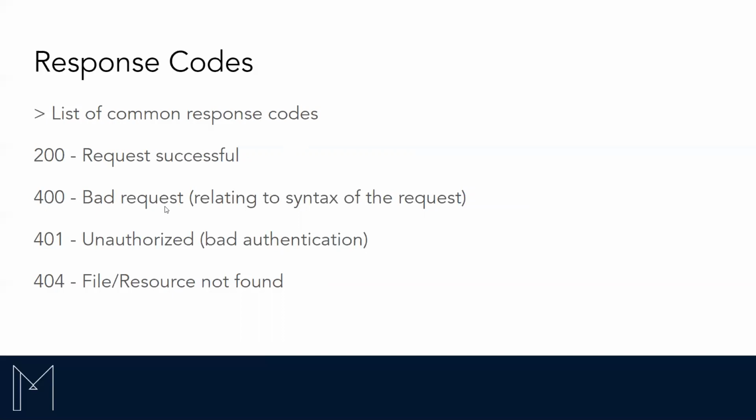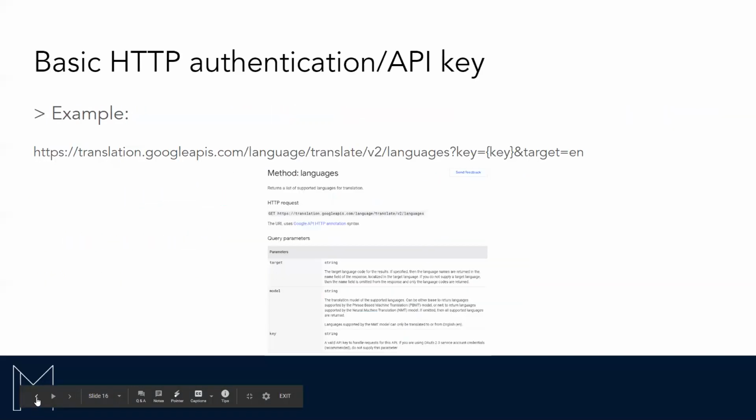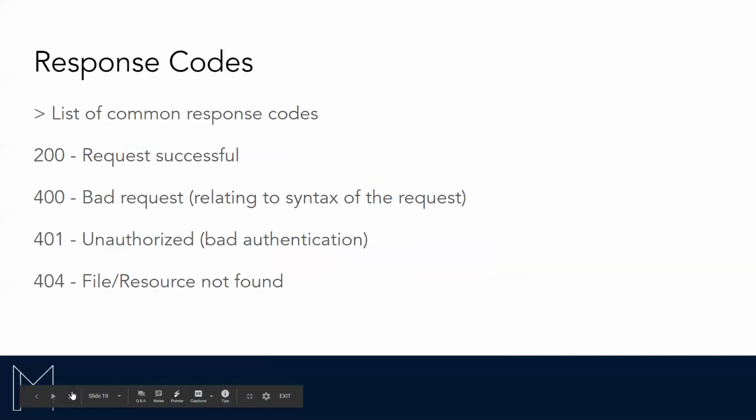400 bad request usually relates to the syntax of the request. What that means is that, say for example, on the previous slide, you didn't put a key tag, or you put key equals and then some random gibberish that's not your key, or some weird input that it can't process. That's the error code you will get.